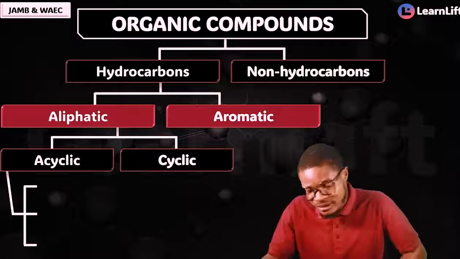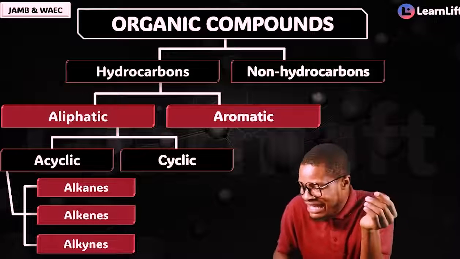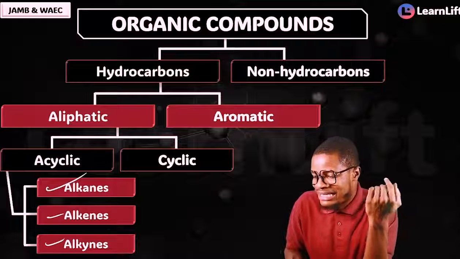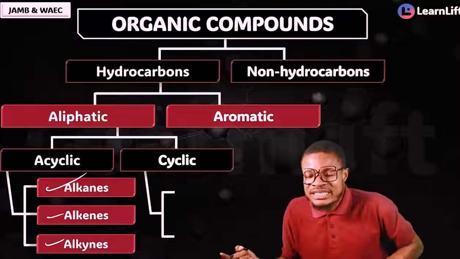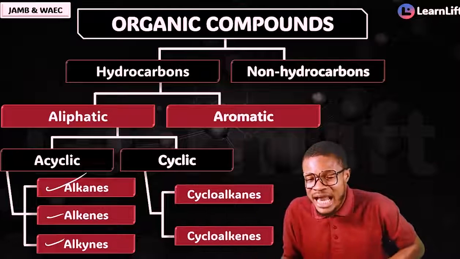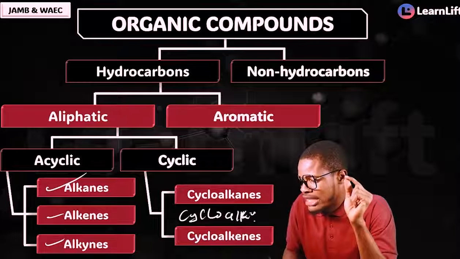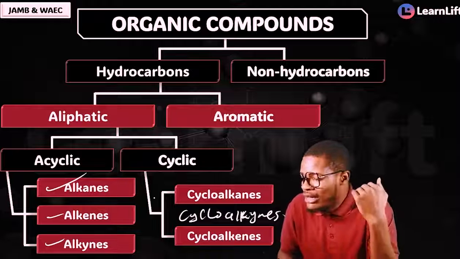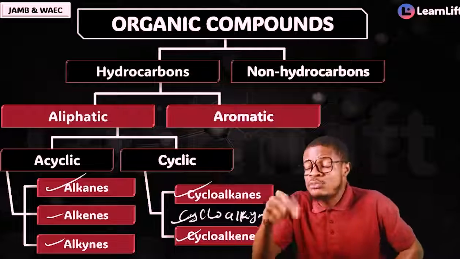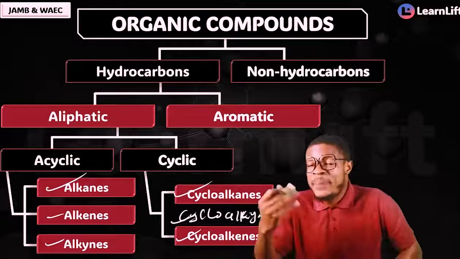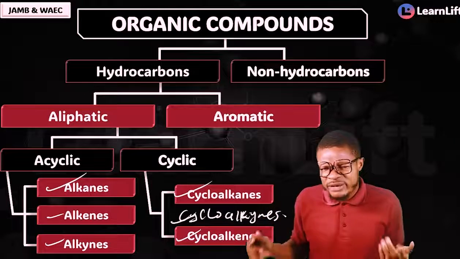Now, under your acyclic, the commonest examples are the 3 of them that you know: alkanes, alkenes, alkynes. Alkanes saturated, alkenes and alkynes unsaturated. That's under acyclic. Under the cyclic now, we have your cycloalkanes, in fact even your cycloalkenes and cycloalkynes are also there. Your cycloalkanes saturated, cycloalkenes unsaturated as well. Then you now come to your aromatic. Under aromatic, that's where you have your benzene, your toluene, and so on. If you get this very fast, you have done well for yourself.